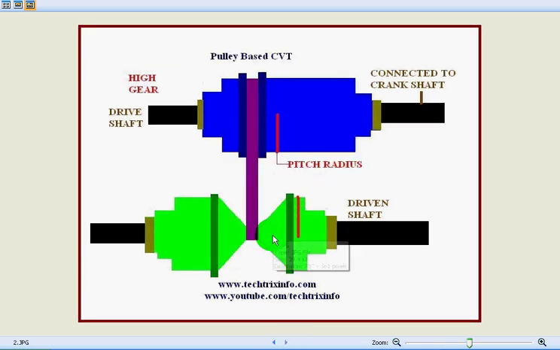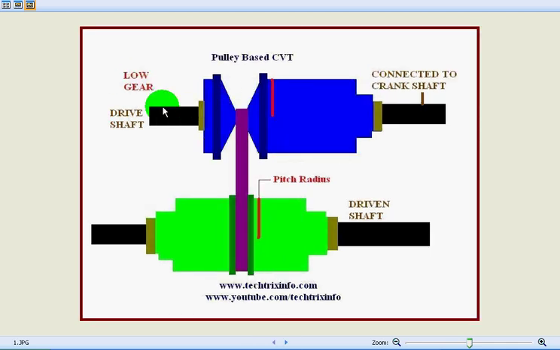And here it's on the opposite side. Here the pitch radius is high because the pulleys have moved towards each other, and here they have moved away from each other. So this system is showing a low gear. This shaft is connected towards the crankshaft, and this particular pulley is getting the drive from the engine, and this drive is getting transmitted towards the driven pulley and through this shaft towards the transmission. So this is how it is working.